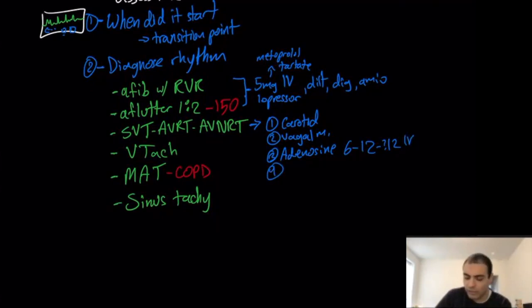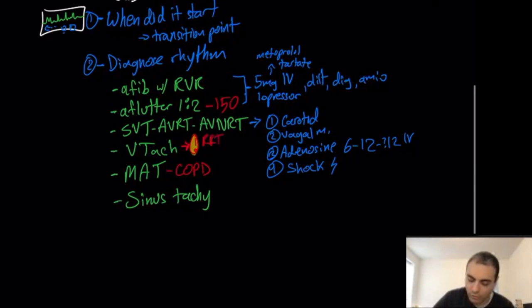You can do beta blockers or you can shock. Okay. How about VTach? If you see VTach on the monitor, problem, right? This is a big emergency. It means you have to act fast. And this is one of the few situations where I would think about calling an RRT right away. Okay? Because you might need to shock.